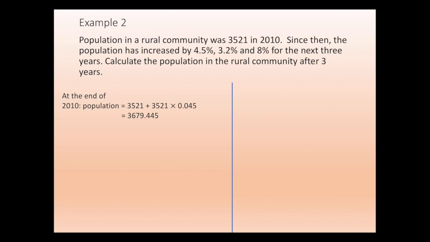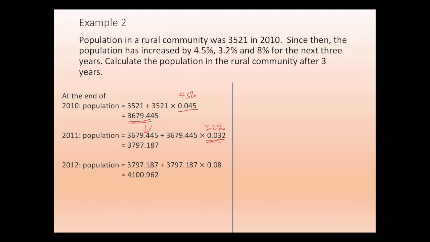So let's have a look at how we would do it. If I do it step by step, at the end of 2010, the population will be 3521 plus 3521 times 0.045, which is 4.5%, which is 3679.445. Now, this is the intermediate calculation, therefore I'm not rounding it up or down yet. So, in 2011, I use this number, 3679.445, to work out the final number as 3797.187 at the end of 2011.